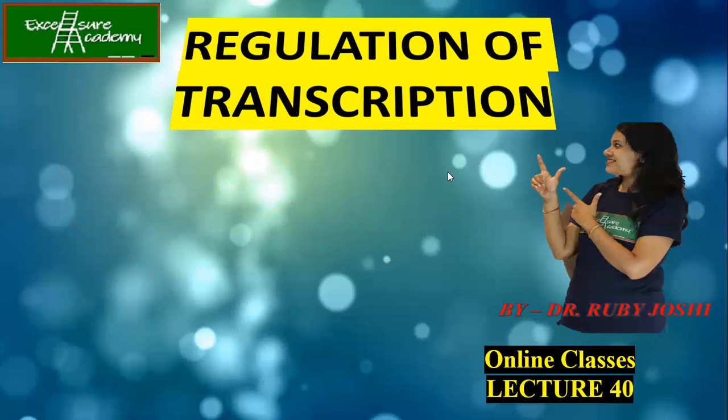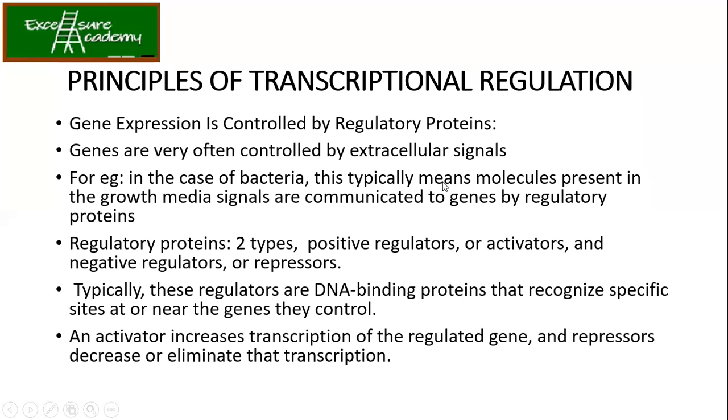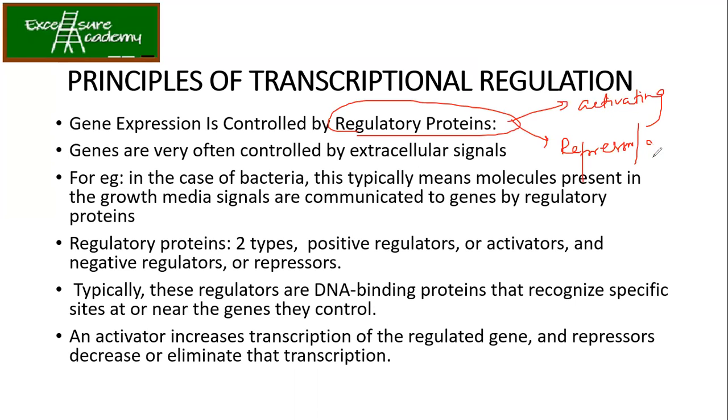So before that, there are certain things which we need to understand before we proceed. Okay, so let's start with transcription. What is the principle behind transcriptional regulation? For all transcription regulation, there are certain proteins called regulatory proteins. Now these regulatory proteins are of two types. Either you can have the activating proteins, or you can have the repressor, which is going to inhibit the activity. In short, they are the activators and the repressors.